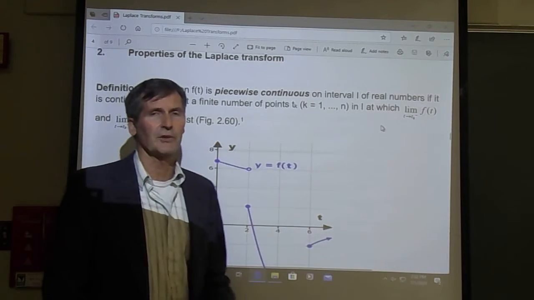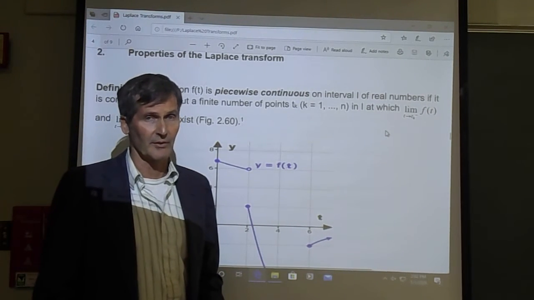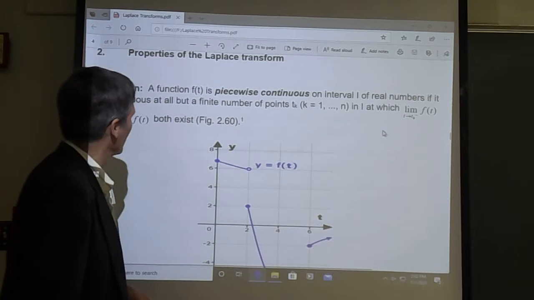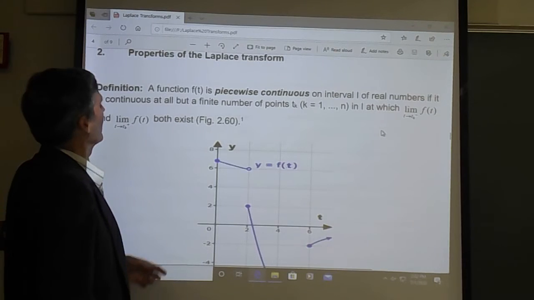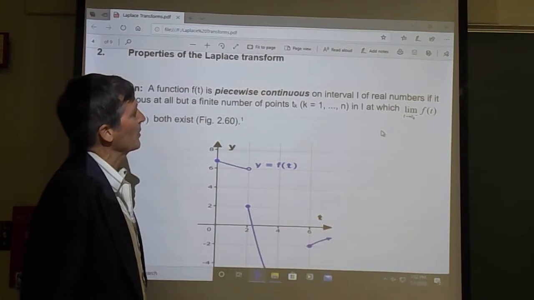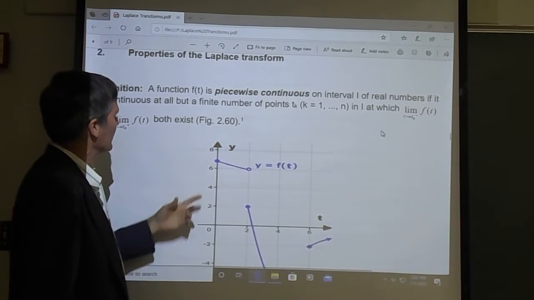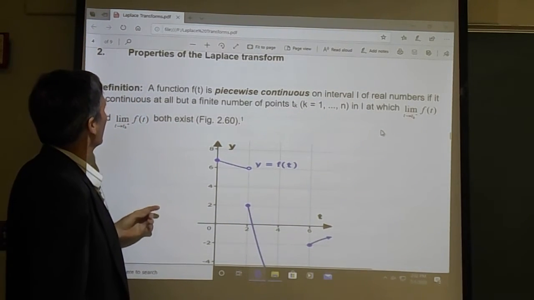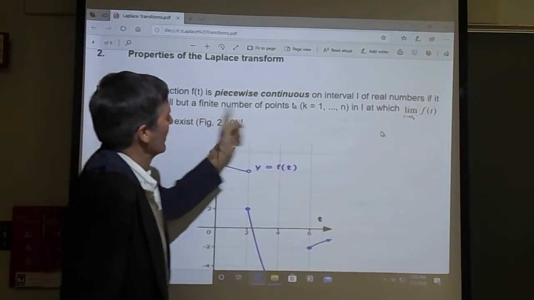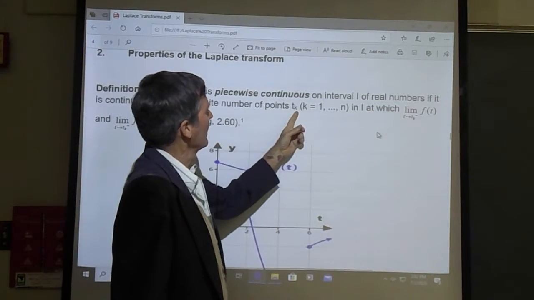Today we'll just introduce the Laplace transform. I won't use it to solve differential equations yet. But you'll see some of these properties later on. We'll need these. So a function is said to be piecewise continuous, maybe you've seen this before, on an interval I of real numbers on which it's defined, if it's continuous everywhere except at a finite number of points, let's call them t_k, k equals 1 to n.